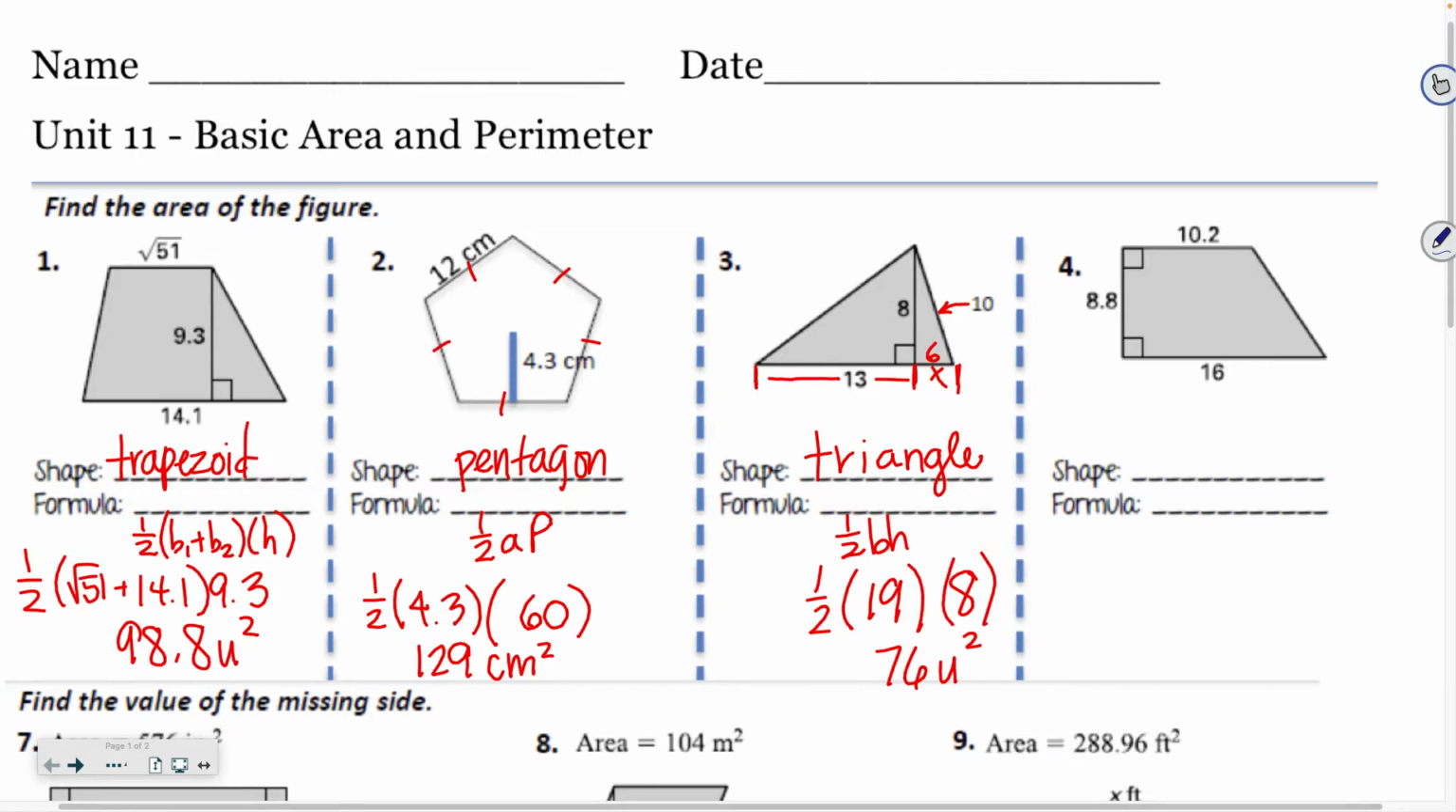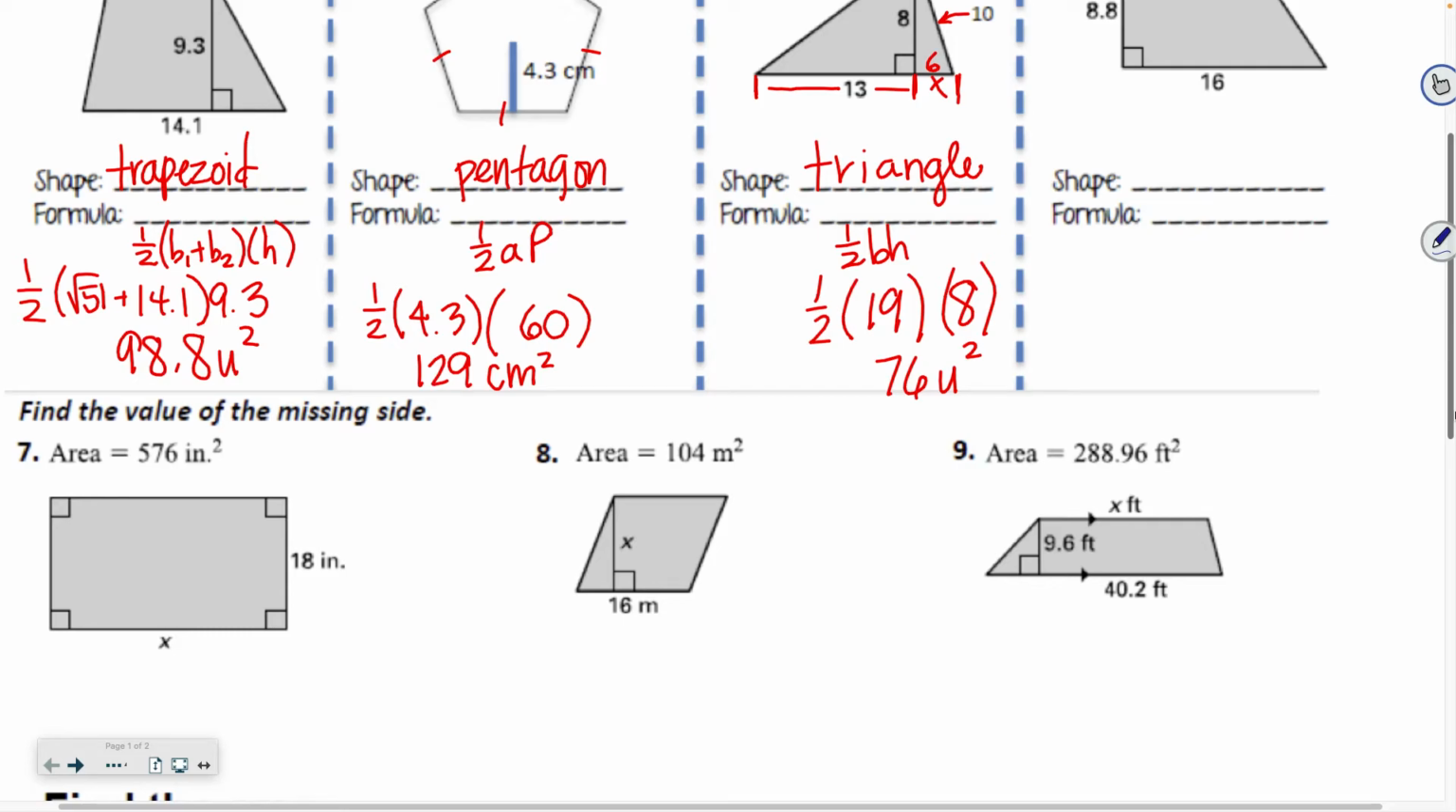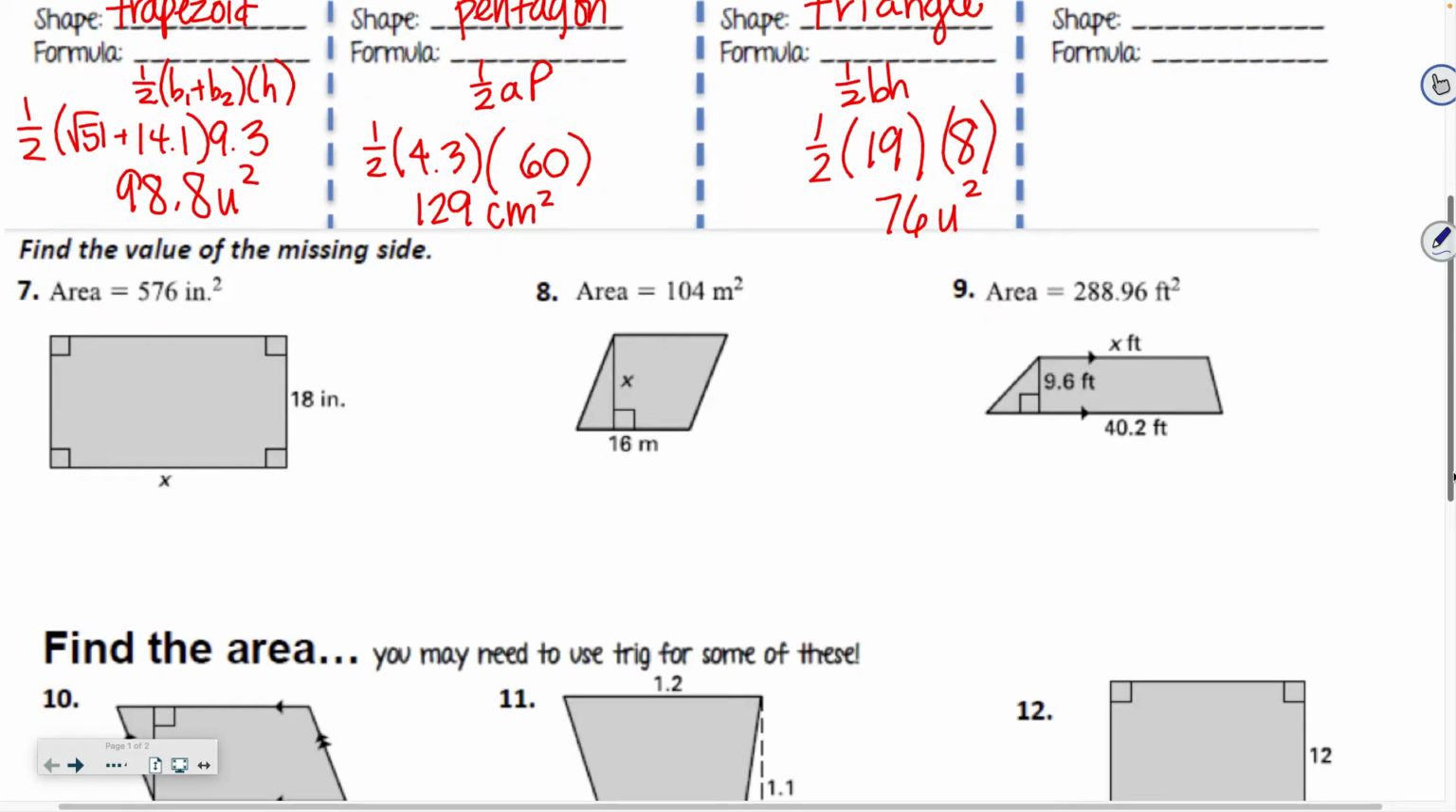Okay, what shape is 4? A trapezoid. We've already done a trapezoid, so for time's sake, let's keep going. So I want you to go to this next section. What's different in this next section? We don't know what the long side is. We don't know what the other side is. So they're going to give me an area, and they're going to give me a length, and they're asking me to find the other length.